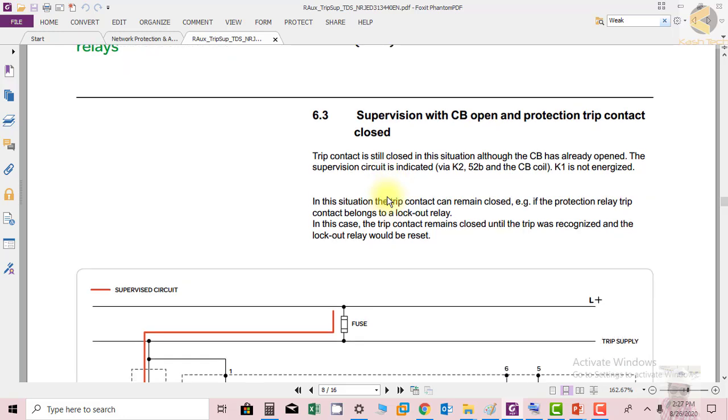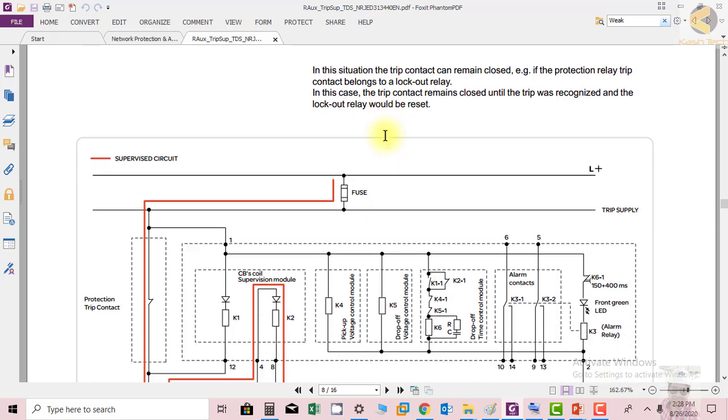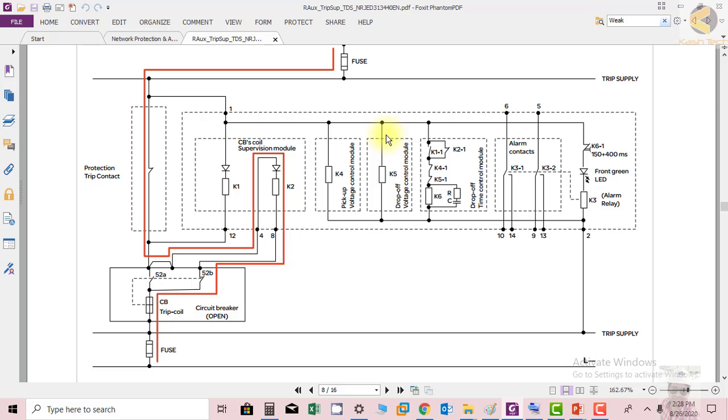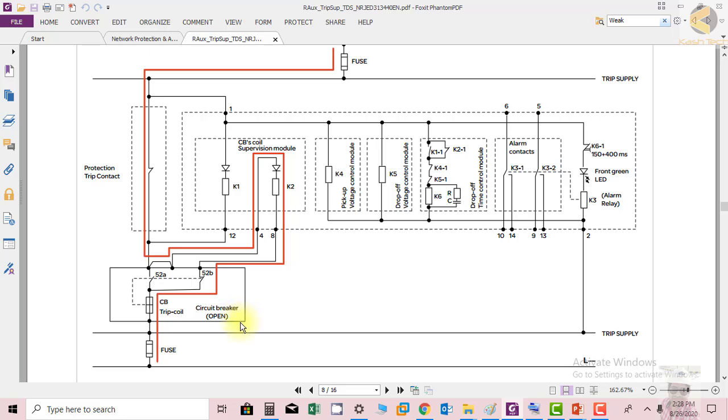So supervision with circuit breaker open and protection trip contact closed. You can see this is another way. In this case, we are seeing that the circuit breaker is open, but the relay is giving the trip command. So what will happen in this case?